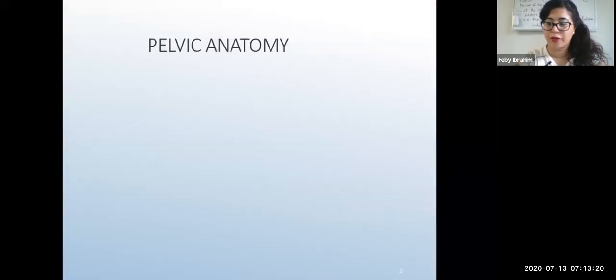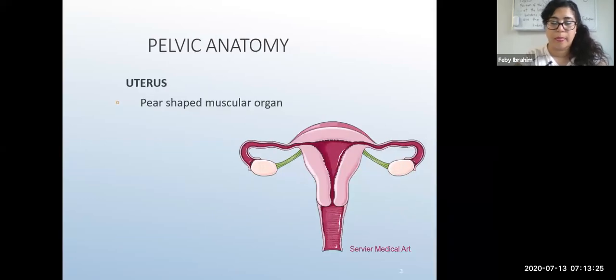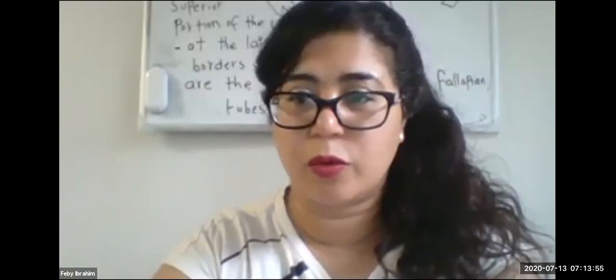What is the shape of the uterus? It's a pear-shaped muscular organ. What are the parts of the uterus? We have 4 regions. We have the fundus. Look here, this is the fundus, the most superior part. And then we have the corpus, and then we have the isthmus and the cervix. Let's talk about each one in more detail. I'm gonna write down the information on the board.